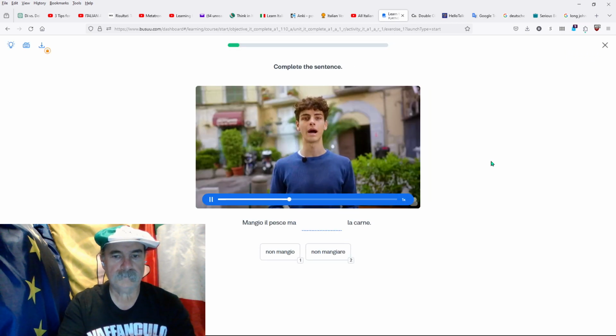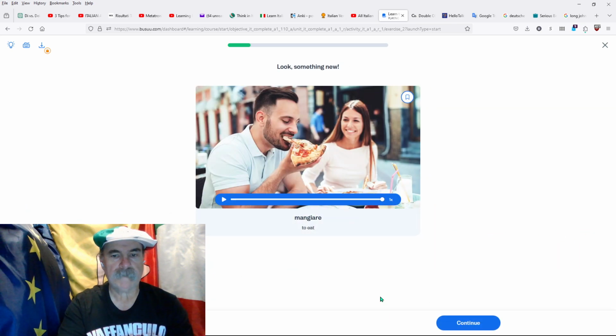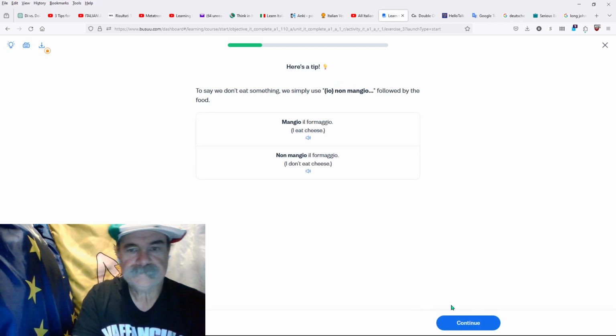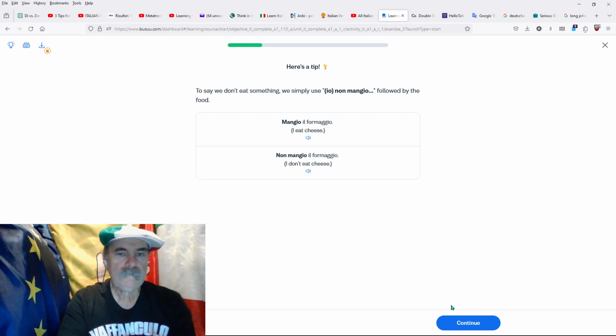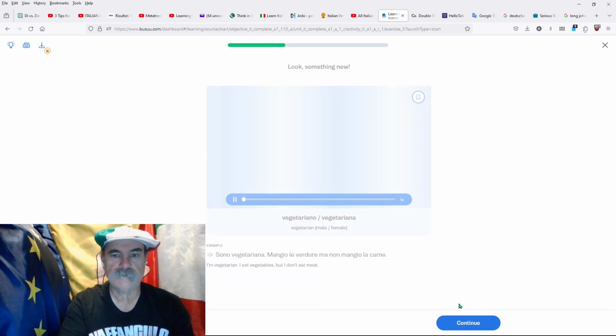Mangio il pesce, ma non mangio la carne. Mangio il pesce, ma non mangio la carne. Mangiare. Mangiare. Mangiare. To say we don't eat something, we simply use non mangio, followed by the food. Mangio il formaggio. Non mangio il formaggio. Non mangio il formaggio. Non mangio il formaggio.